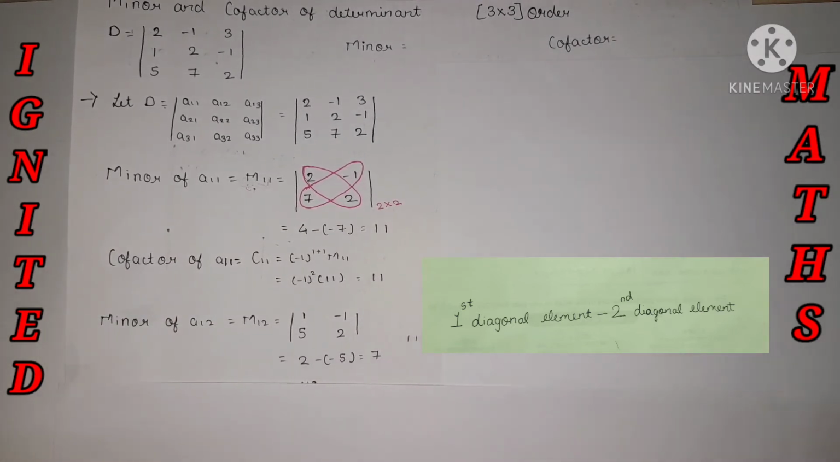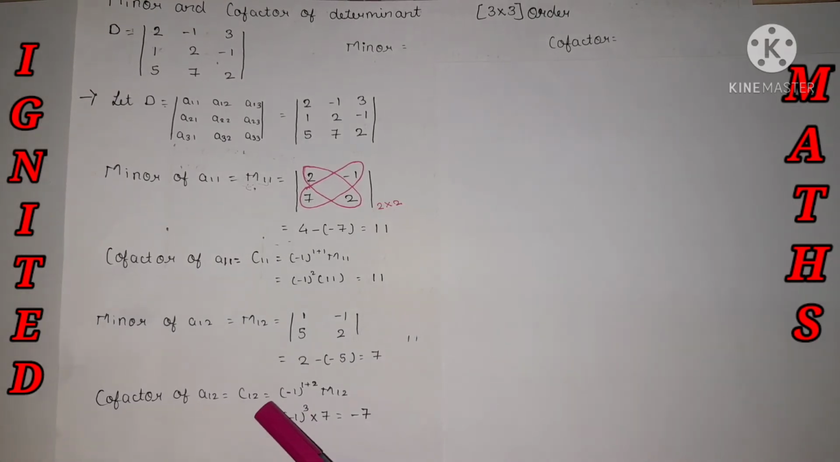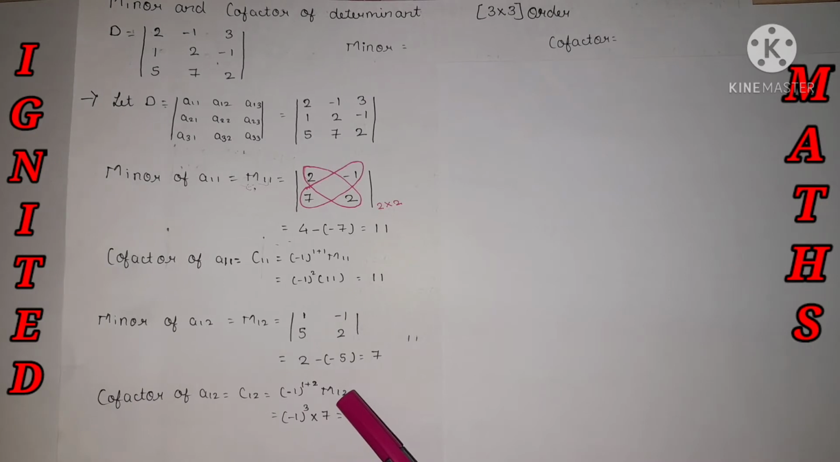Now let's put it in the cofactor formula. C12 is equal to minus 1 raised to 1 plus 2 into M12, and the M12 value is equal to 7.